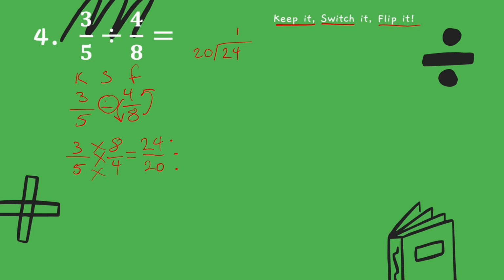20 can come out of 24 once, and 20 times 1 is 20. Doing our math, 4 minus 0 is 4. 2 minus 2 is 0. 20 can now no longer come out of 4, so that becomes our remainder. We're going to check back at our fraction and use the denominator it tells us. So it's 1 and 4/20. So now with 1 and 4/20, we can do our GCMs to simplify that.